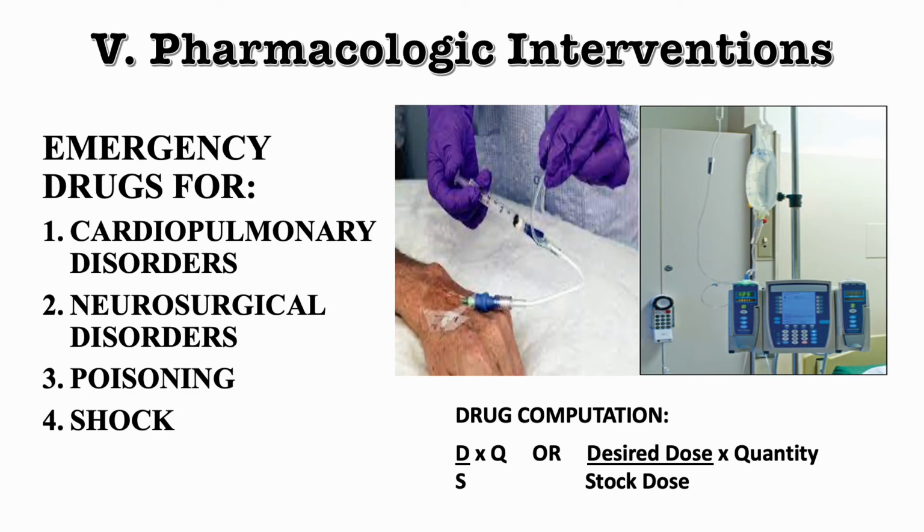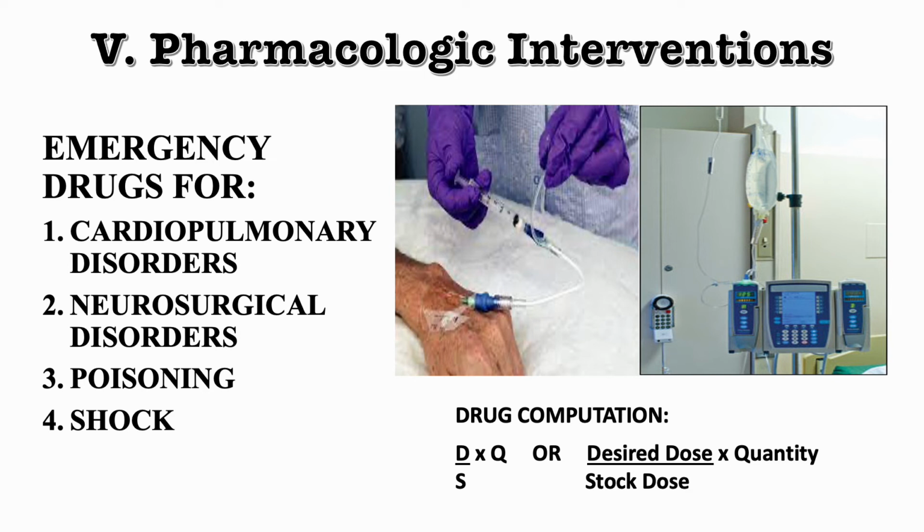Next are pharmacologic interventions. We will be discussing emergency drugs for cardiopulmonary disorders, neurosurgical disorders, poisoning, and shock. It is also necessary for nurses to know very well how to administer drugs, mostly IV push or IV drip.